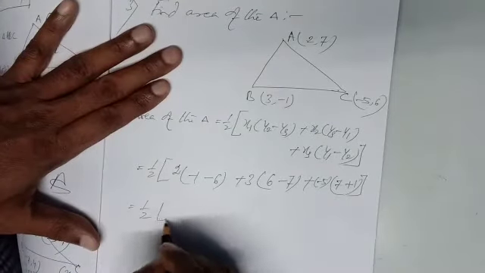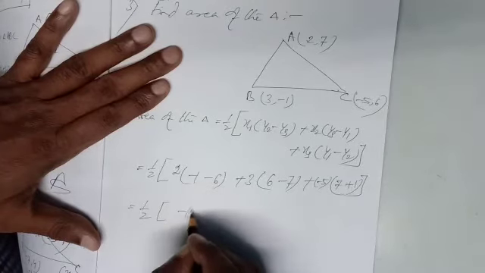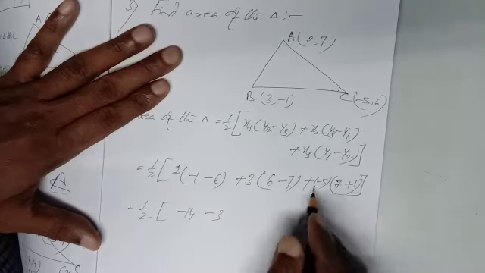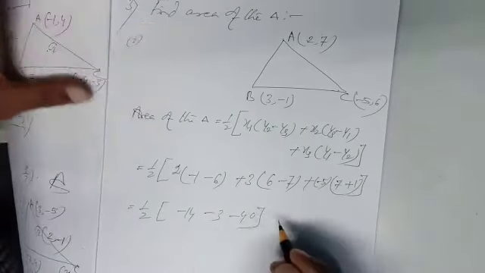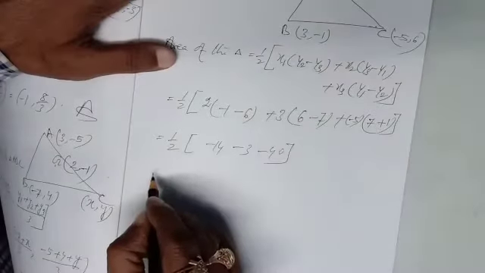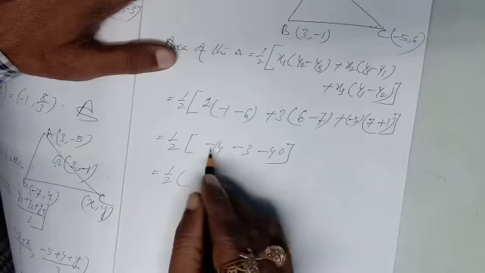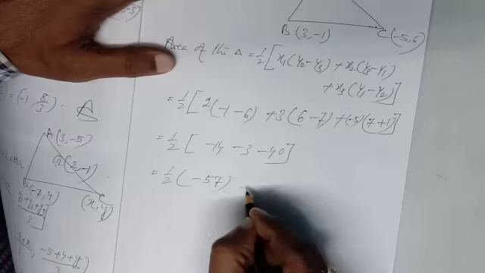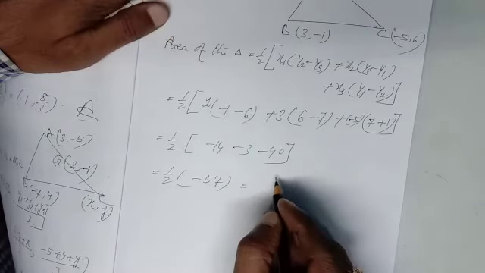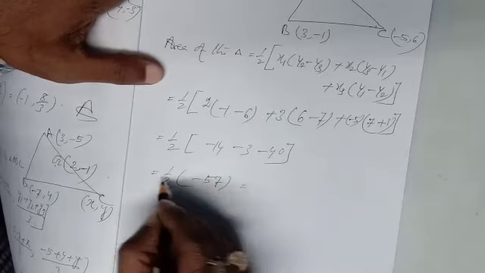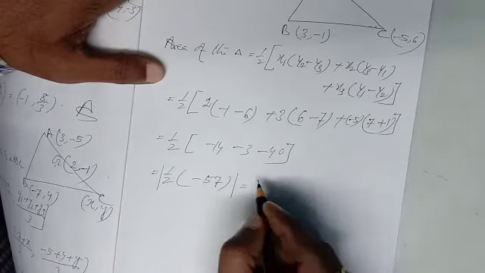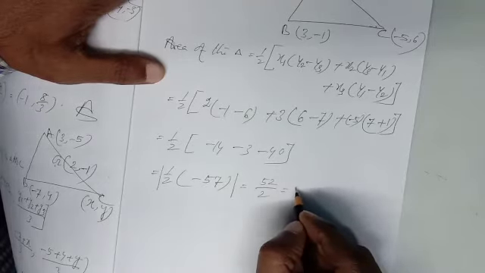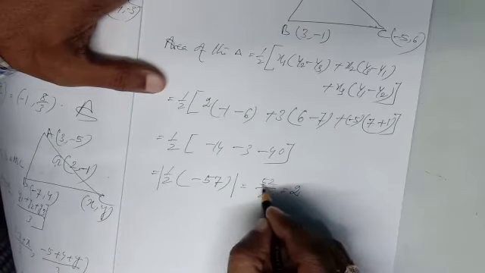How much are you getting? 1 by 2, and this will be -7 to -14. This is -3. And this will be 7 plus 1, 8, 8 times 5, 40, minus 40. All are negative here. Okay, but the area cannot be negative. Always take the positive value. When it comes out negative, you have to take the magnitude, the mod. This means it will be 57 by 2.